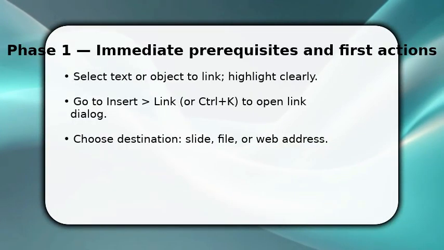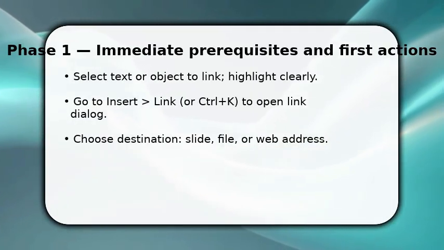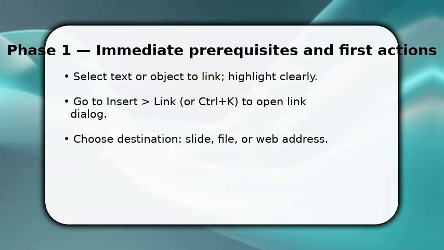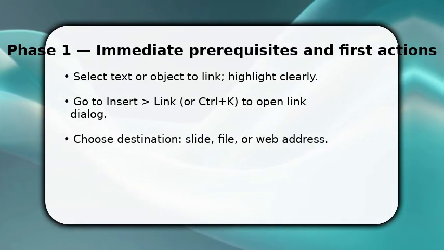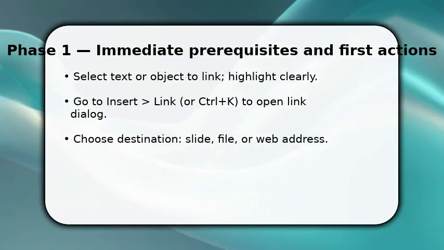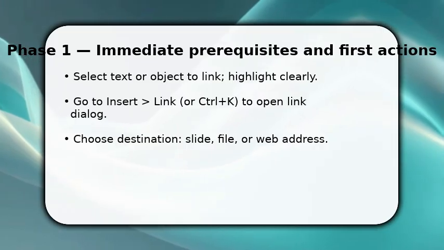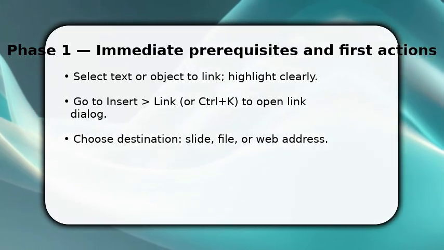You begin by choosing what will carry the link. Select text, image, or shape and highlight it now. Once selected, open Insert and pick Link or press Ctrl+K to speed things up. In the dialog, decide whether to link to another slide, a local file, or a web address. This choice affects how viewers will navigate.